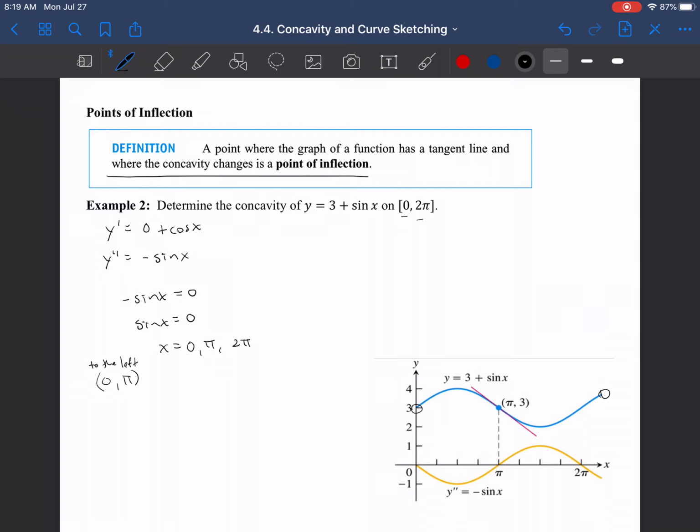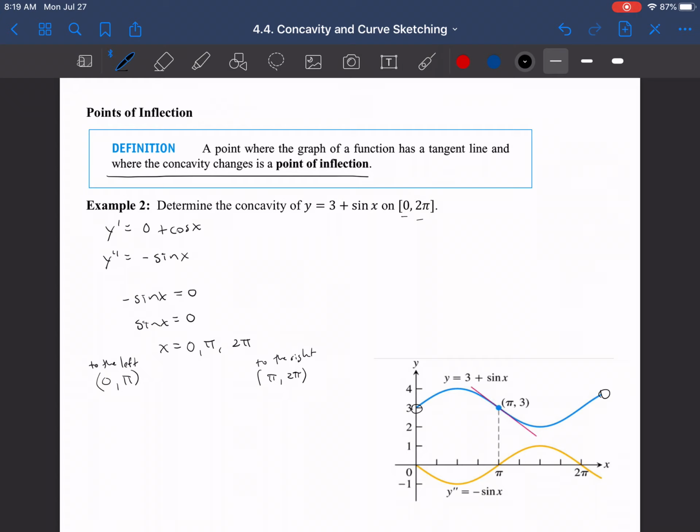And we need to look, that's the left-hand side of the graph, and we need to look on the right, to the right from pi to 2 pi. So we need to look in those regions and see what's going on there.